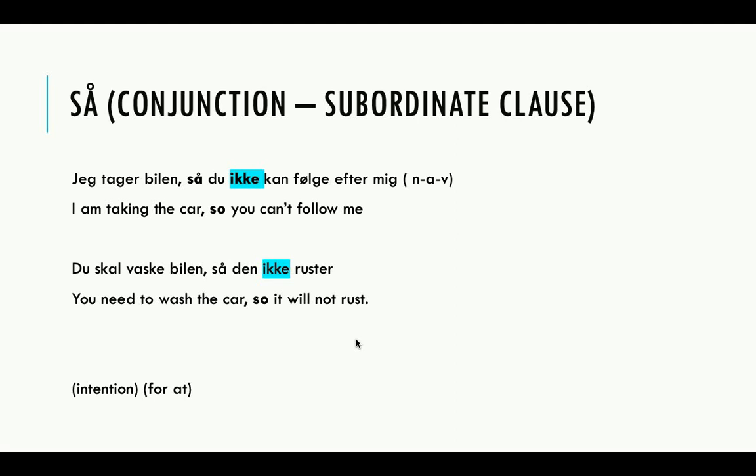If you want to use a different word than så, you could use the two words "for at". That has the same meaning. "Jeg tager bilen, for at du ikke kan følge efter mig." "Du skal vaske bilen, for at den ikke ruster." And notice here that for is, as I've just said, one of the conjunctions that start a main clause, but if it is followed by an at, then it still has the subordinate clause syntax, because the second conjunction is the one that decides what syntax we will use.